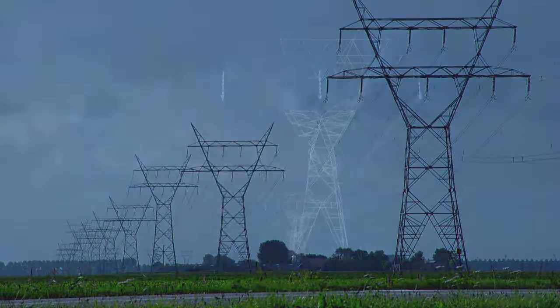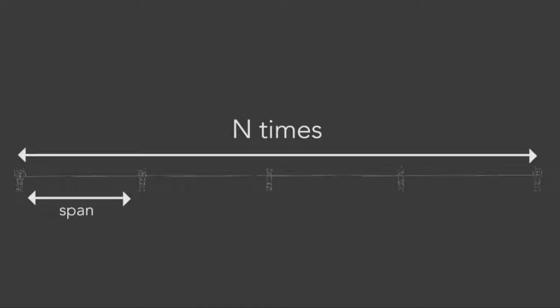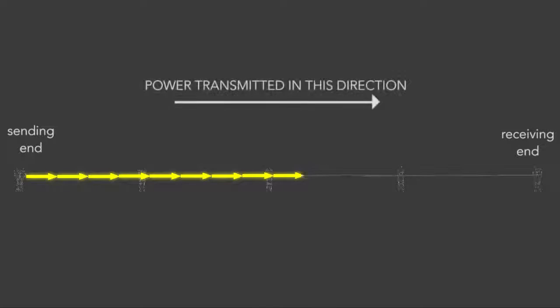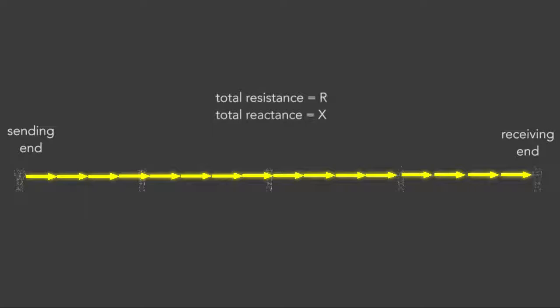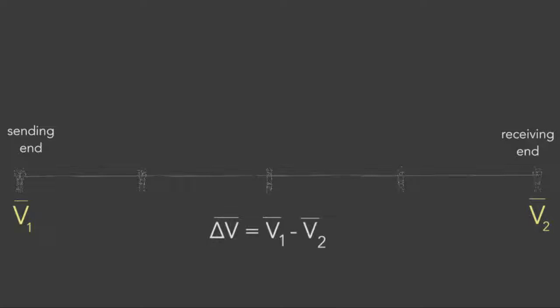Let's consider a span of this transmission line, which is the part delimited from one particular tower to an adjacent tower. Let's assume that the total length of this line is equal to n of these spans. When we send power through this line, the line will offer opposition to this power flow, which is characterized by the series resistance R and the series reactance X of the line. This opposition will create a difference between the voltages at both ends of the line.